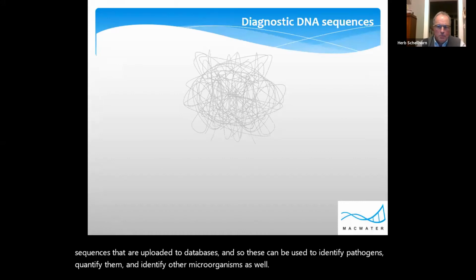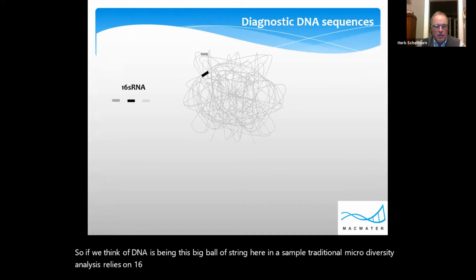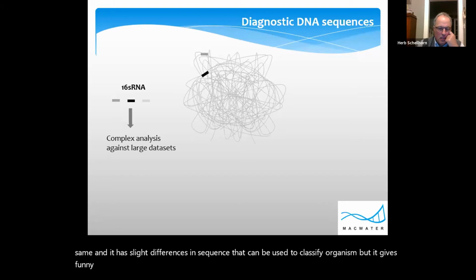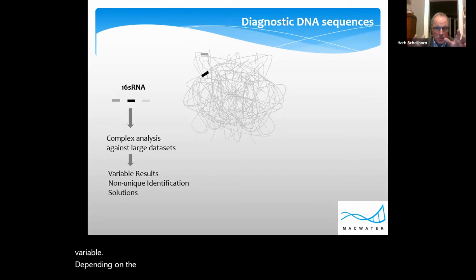So if we think of DNA as being this big ball of string here in a sample, traditional microbial diversity analysis relies on 16S RNA, a gene which gives us some information, but the sequence is mostly the same. It has slight differences in sequence that can be used to classify organisms, but it gives fuzzy data. So it requires complex analysis using large data sets. And the results are variable, depending on the type of analyses, the person doing it, the parameters they set. And so this is obviously something we want to address.